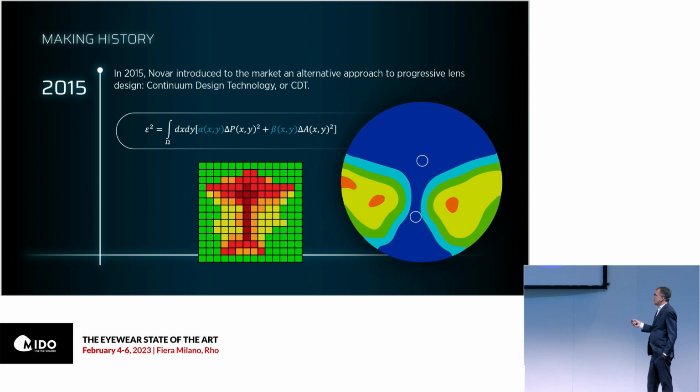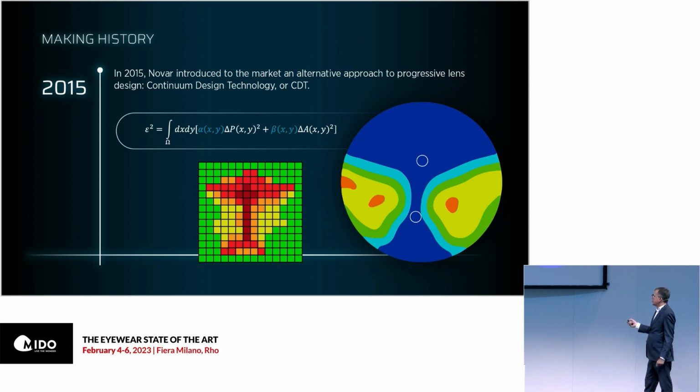And this is a schematic equation about the optical error. What that means is that I have mainly two terms. This term is about power. So this is the difference point to point between the target power and the power that the lens has. And this is the same for the astigmatism. It's the target astigmatism minus the astigmatism that the lens has in one specific point. If I zoom point to point over all the surface, what I have is a total error.